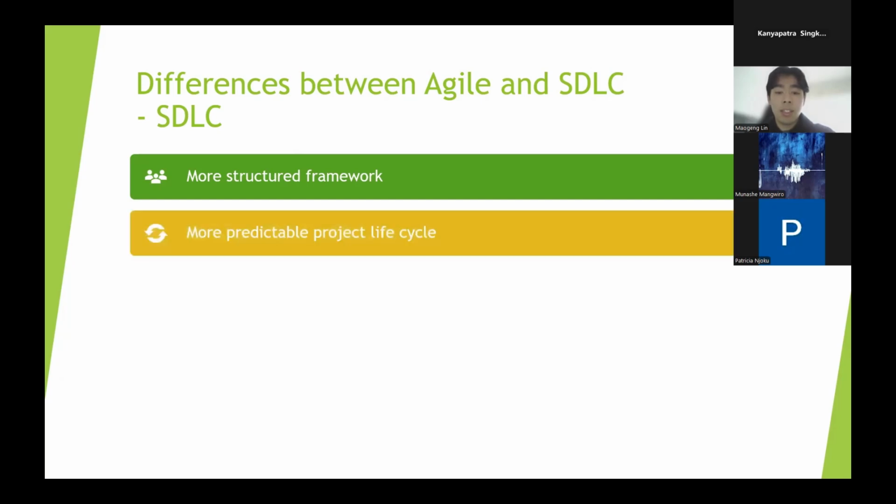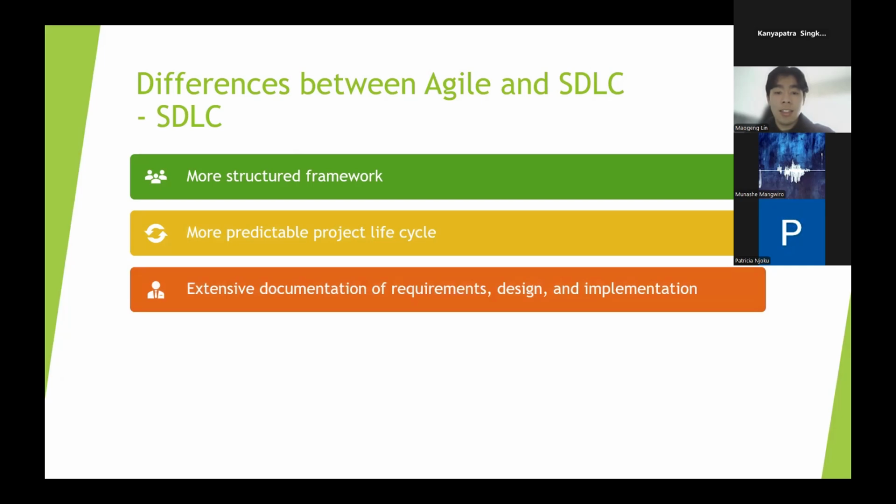Next is a more predictable project lifecycle, because the stages are clearly defined, it creates a predictable roadmap for project progress. It becomes easier to estimate costs, timeline, and resource needs in advance, leading to fewer surprises during execution.